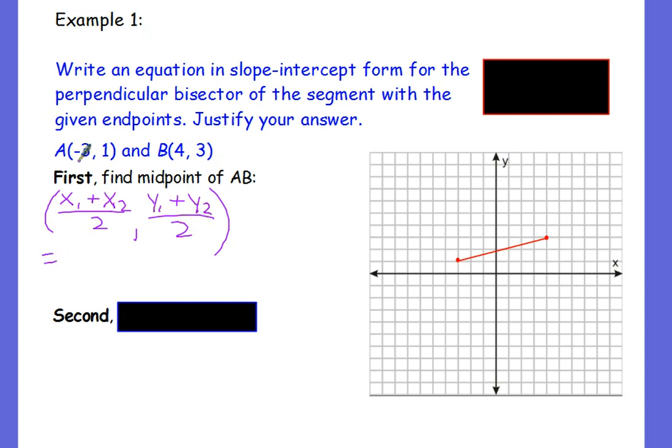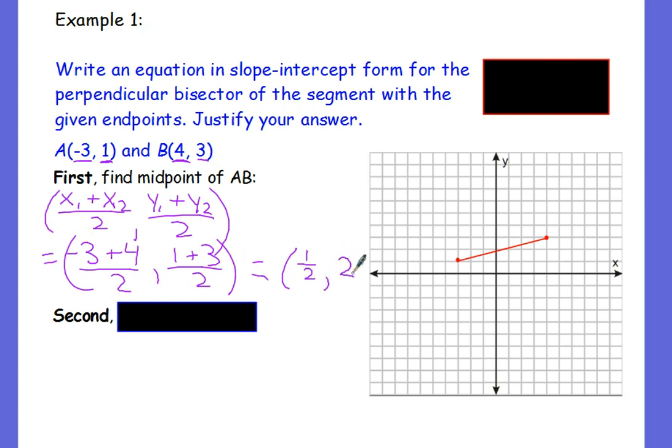Okay, if we fill that in, our x1 and x2 are those numbers, so negative 3 plus 4 over 2. And then our y's, 1 and 3. Okay, if we simplify that, we're going to get 1/2 for that x coordinate, and then 2 for the y coordinate. 1/2 comma 2. Okay, and if you look at my picture here, if we went 1/2, 2, that does look like the midpoint. Okay, so we got our midpoint.